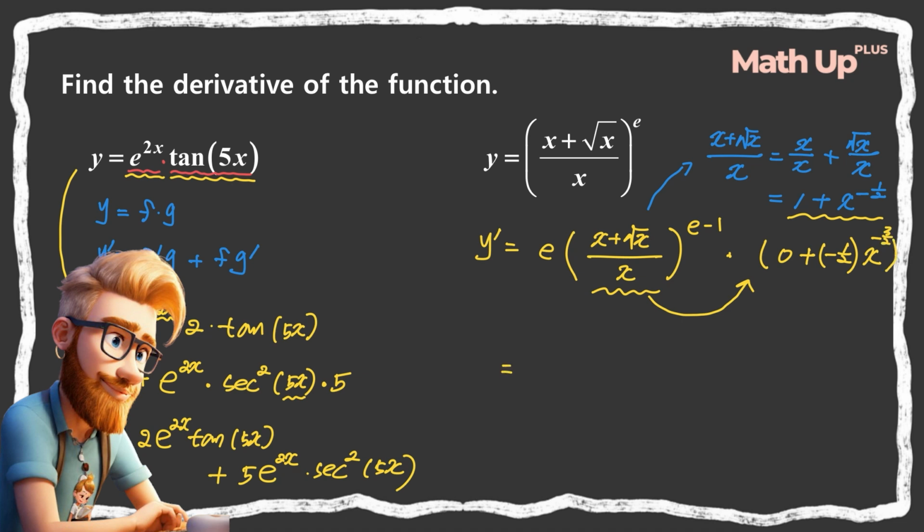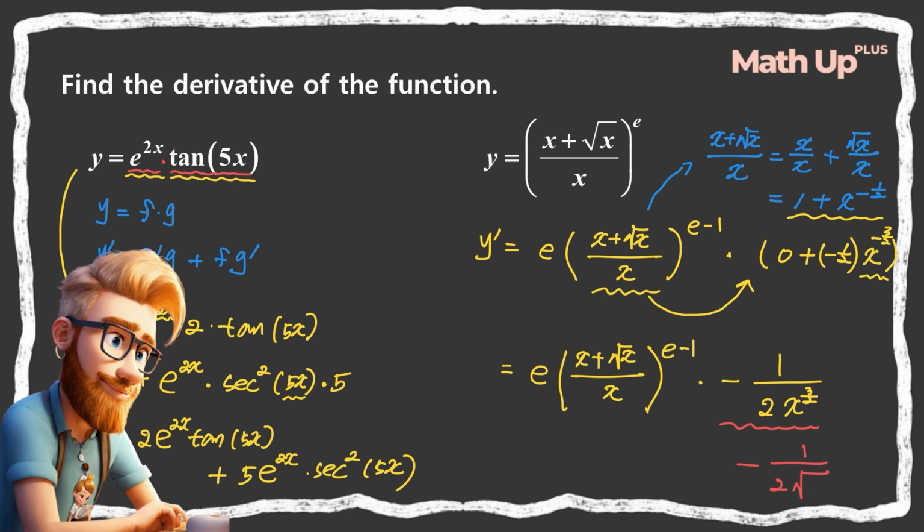So if we simplify this, that's going to be e times (x plus square root x over x) to the e minus 1, times negative 1 over 2 times this expression, that's going to be x to the 3 over 2. In radical form, this is going to be equal to negative 1 over 2 times the square root of x cubed.